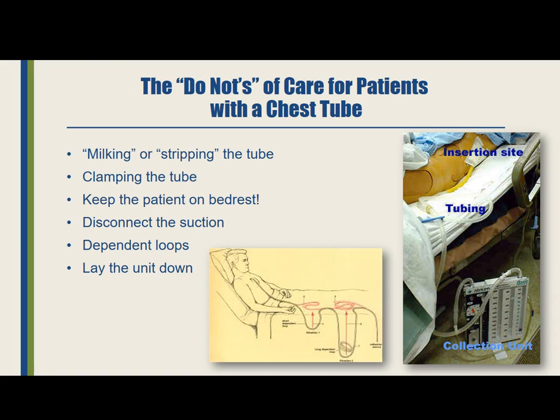Dependent loops hold drainage in them, but you want the drainage to move into the collection chamber. It is suggested that the tube be coiled on the bed or put the drainage system close to the bottom of the bed to straighten the tubing and facilitate drainage. And the drainage system needs to be upright to maintain the closed system and prevent air leaks. So don't knock it over.